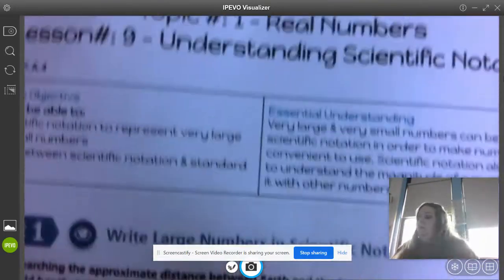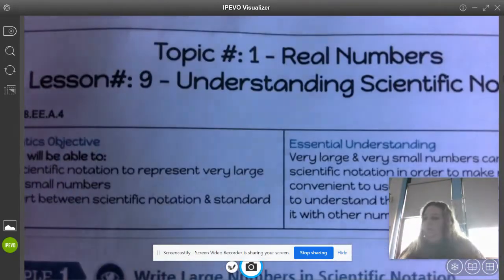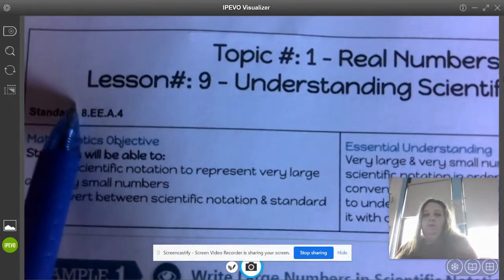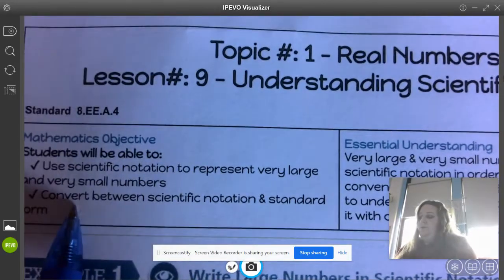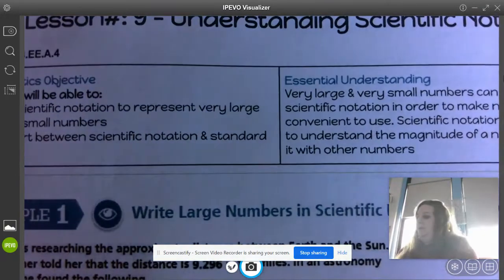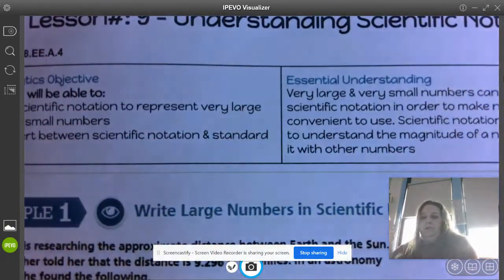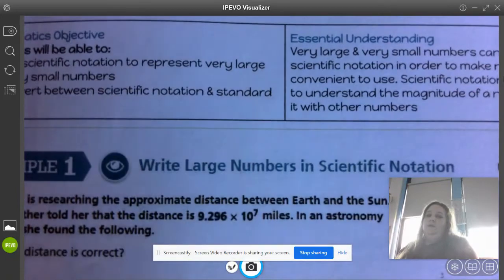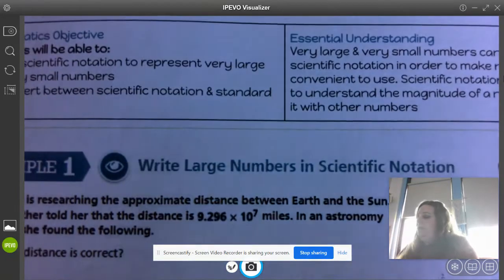Okay. So this is what the notes look like. This is the math standard we're working on, our objectives, what you should be able to do when you're done with the lesson, and just the general understanding for this, a little synopsis about what we're learning.